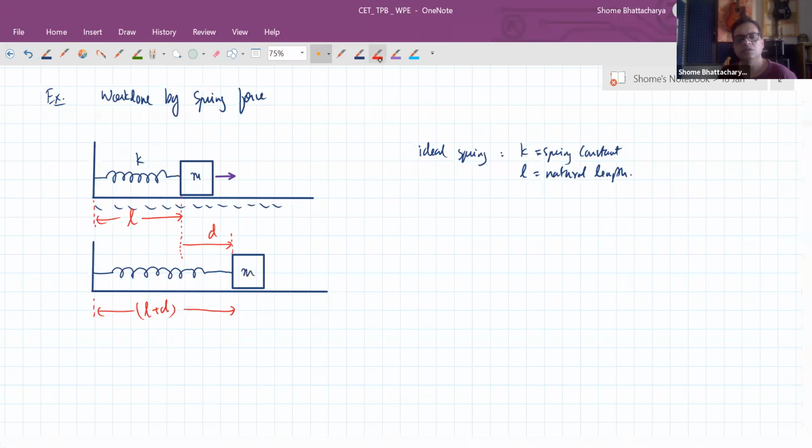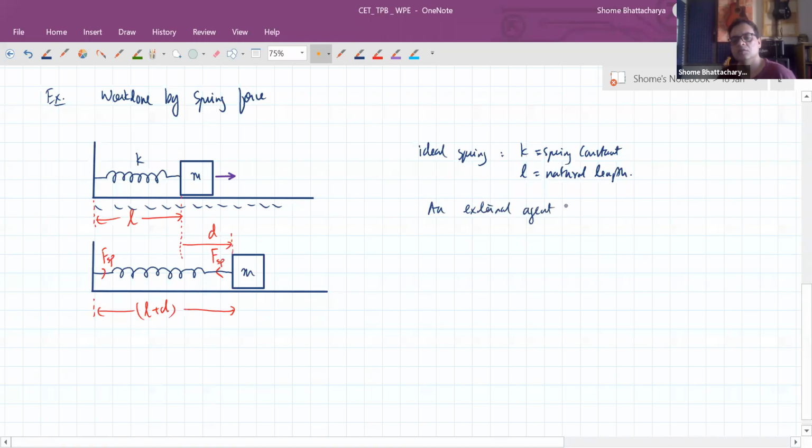So in the process, what is happening? We know that the spring develops a tension, so we can just say that there is spring force or tension acting in the spring like this. An external agent pulls the block through a distance of d, let's say.